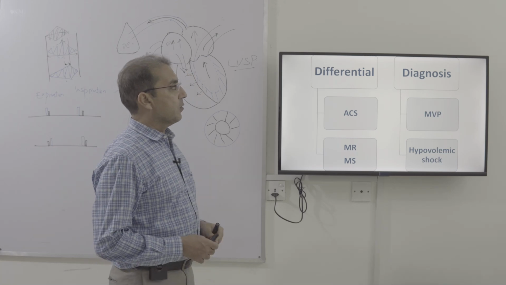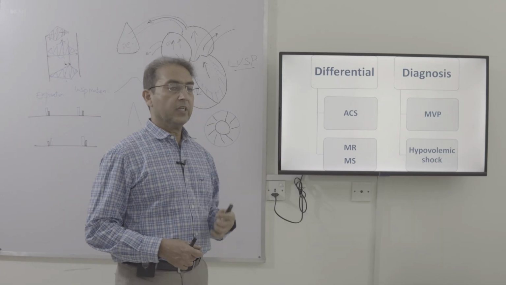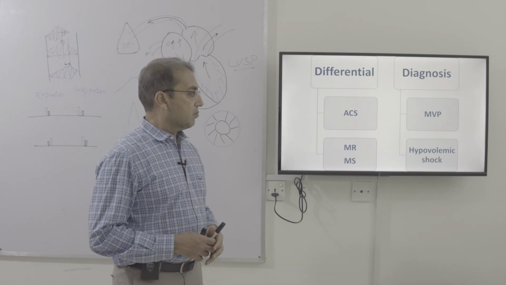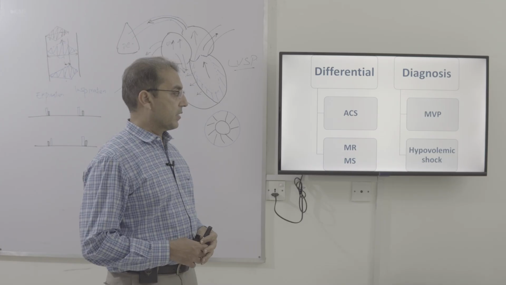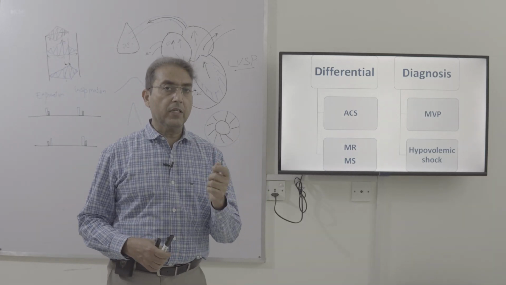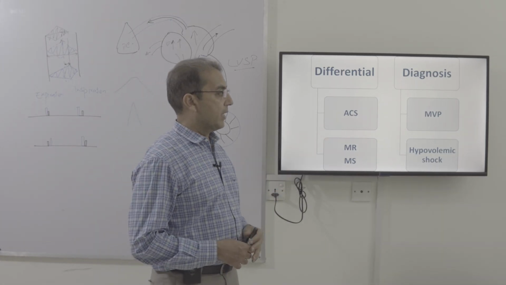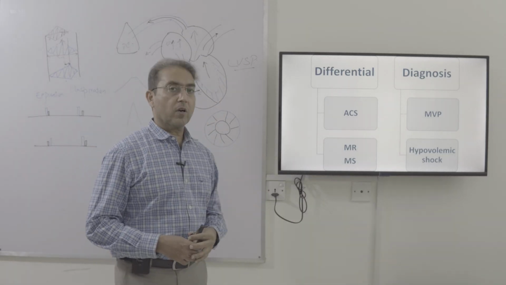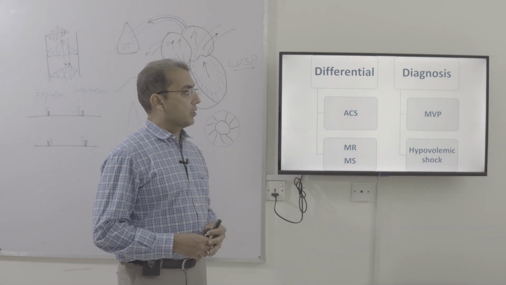Now, what's the differential diagnosis? The differential diagnosis includes acute coronary syndrome if the patient presents with exertional chest pain. The murmur has to be differentiated from the murmur of mitral regurgitation. Sometimes mitral stenosis has to be kept in the differential diagnosis because the pulse is weak in both mitral stenosis and aortic stenosis. Mitral valve prolapse, and then if the patient presents with hypotension, hypovolemic shock is one of the differential diagnoses. So this is the differential diagnosis of aortic stenosis.